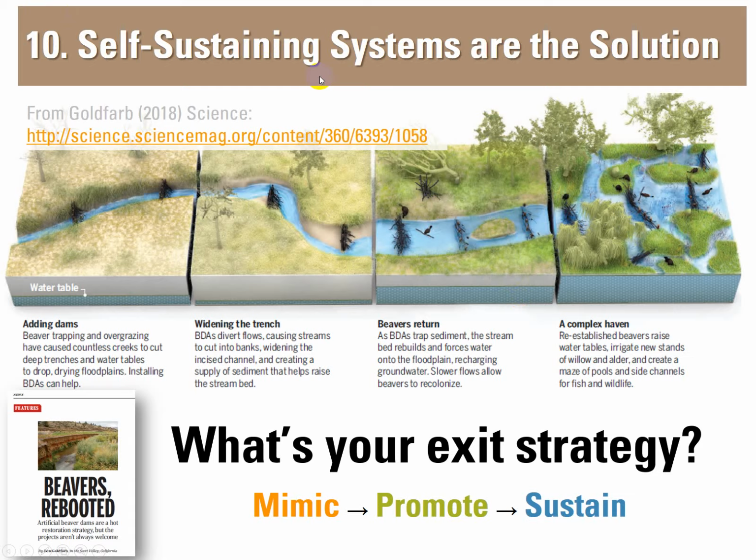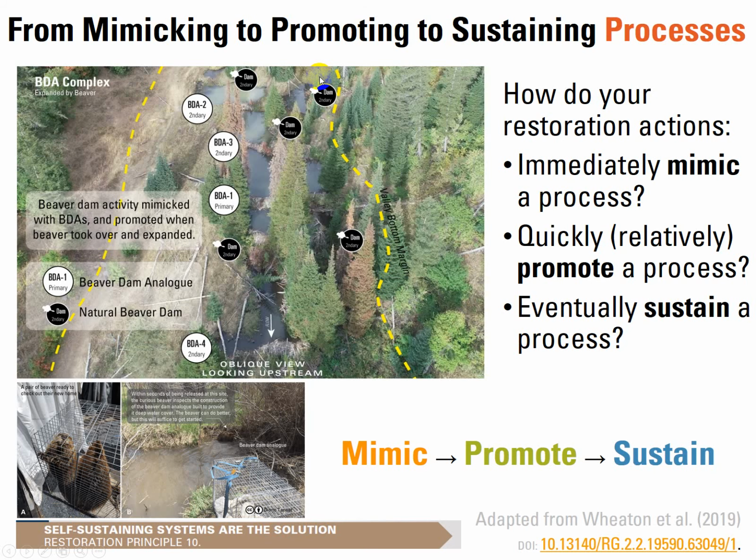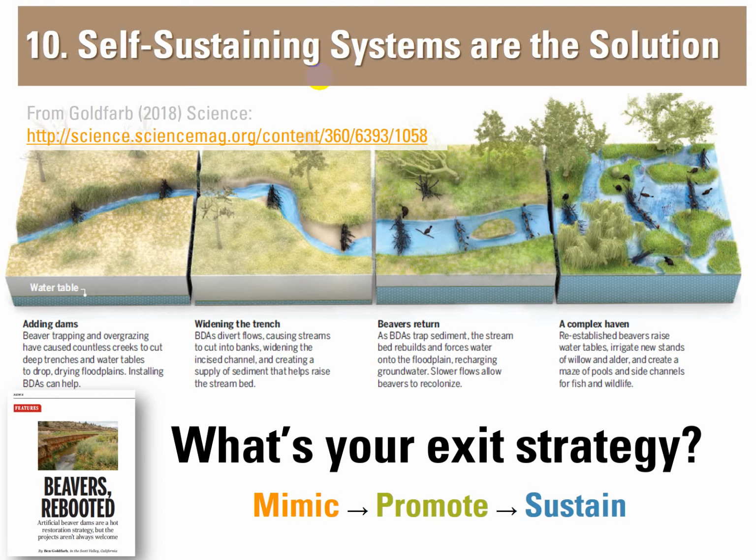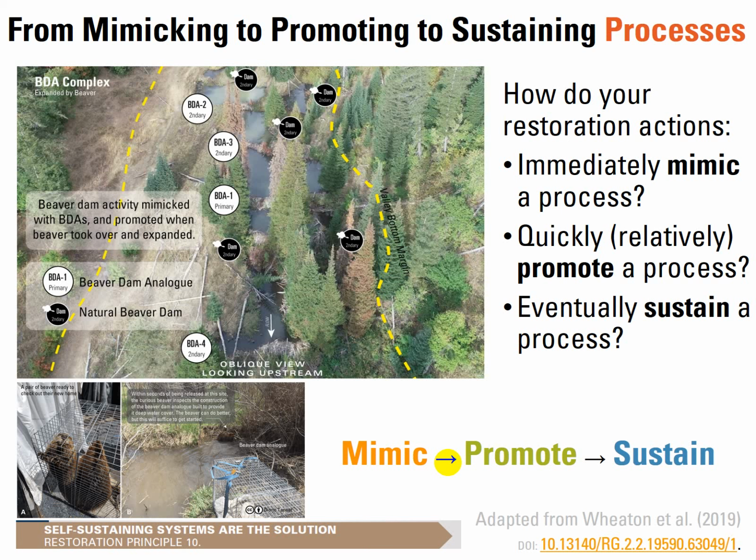So that self-sustaining concept is really important. So we want to get out of the business of always being in mimicking and promoting mode, right? So that's what I mean by what's your exit strategy. How long is it going to take you, and what's it going to take to get to that point of sustaining? So think explicitly about how your restoration actions immediately mimic a process, relatively quickly. It might be the next flood, or it might be immediately, in the case of some structures, promote a process. And then how do they eventually sustain that process? Okay.